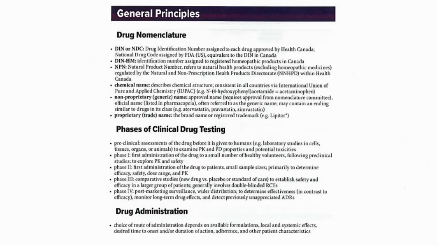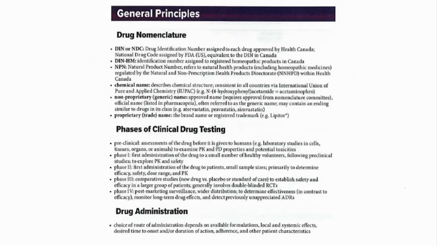Even after approval, drug evaluation continues through phase 4, also called post-marketing surveillance. Once the medication is widely used in the general population, researchers monitor its real-world effectiveness, detect rare or long-term adverse drug reactions, and identify safety concerns that may not have appeared during earlier clinical trials.